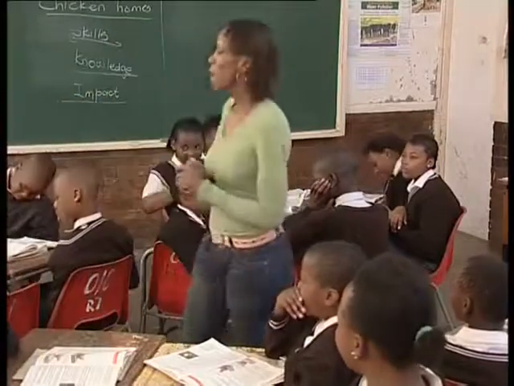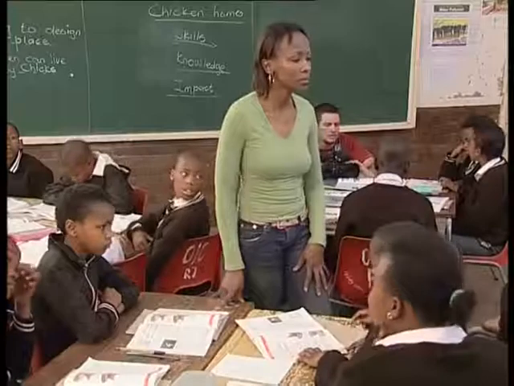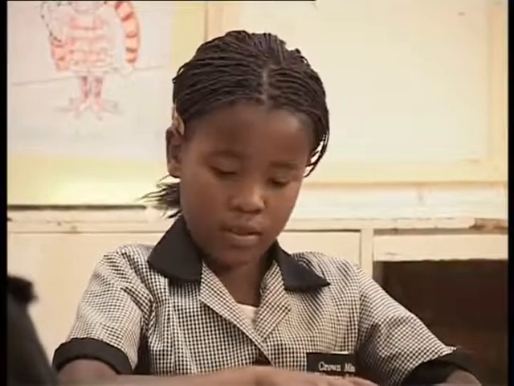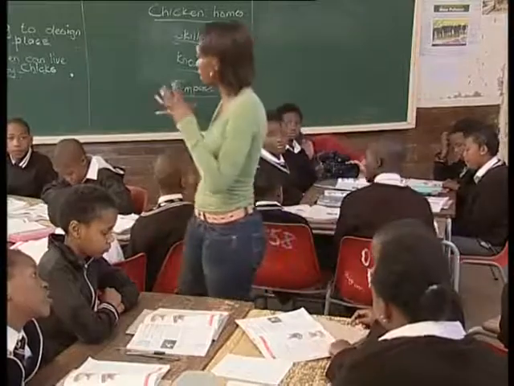Okay. Now I want you to look at figure 2. What is happening in figure 2? Yes, Lumkisa? The chicken is turning the eggs for the yolk to stay in the middle. Wonderful. The chicken is turning the eggs so that the yolk can stay in the middle. Question time. How many eggs does the hen lay in 1 day? Yes, Lolo? 1. 1 egg.